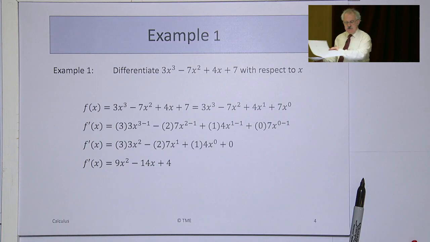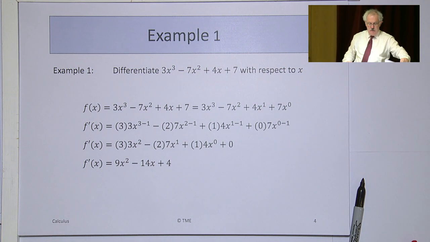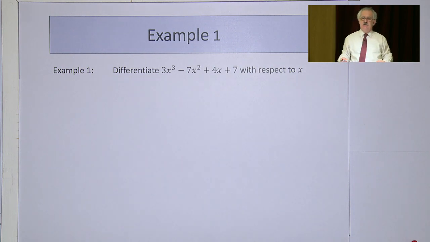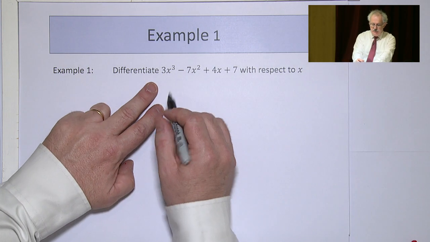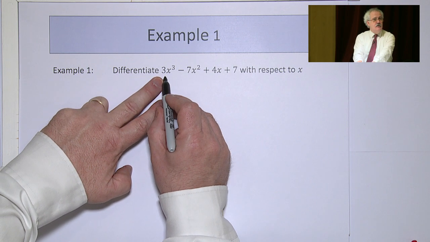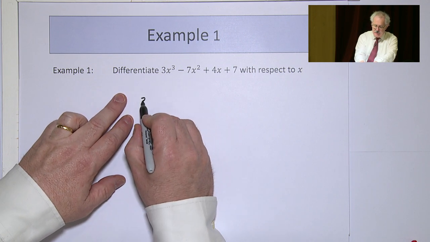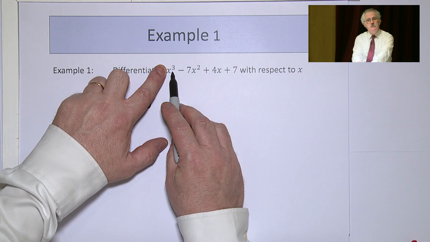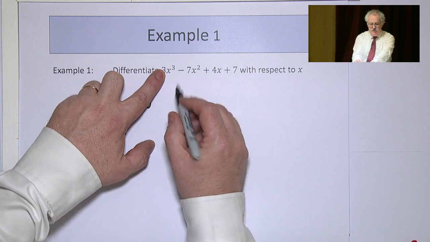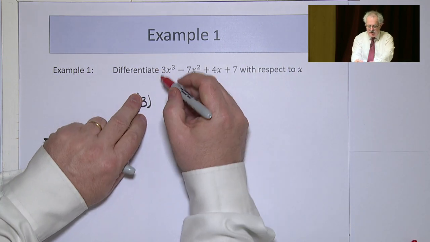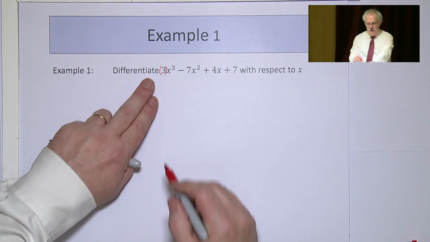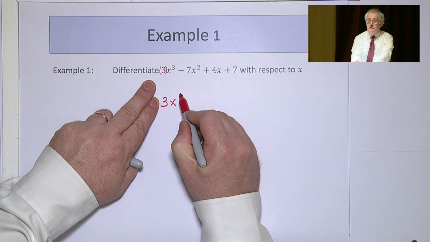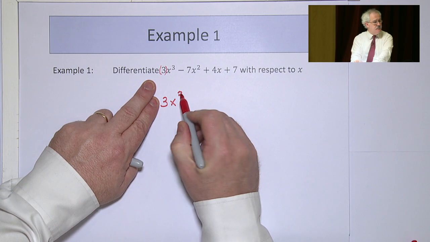And now let's go back to the question. Do you want to write down the answer now for 3x cubed minus 7x squared plus 4x plus 7? You might call it out. What happens to the 3? It comes down, doesn't it, as a multiplier. That's the 3 as the multiplier. Now the x cubed, what would happen to it? 3 times x squared. Is that okay?